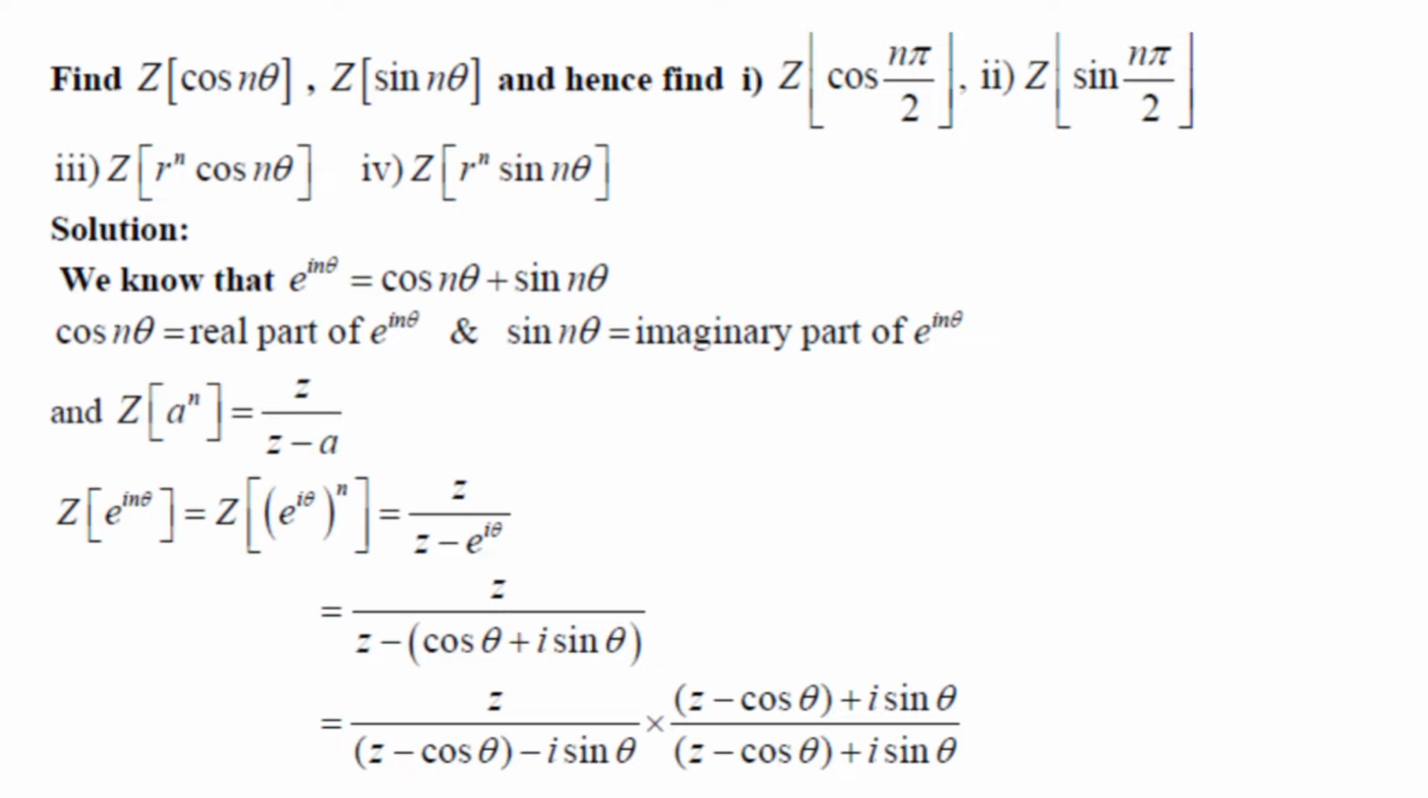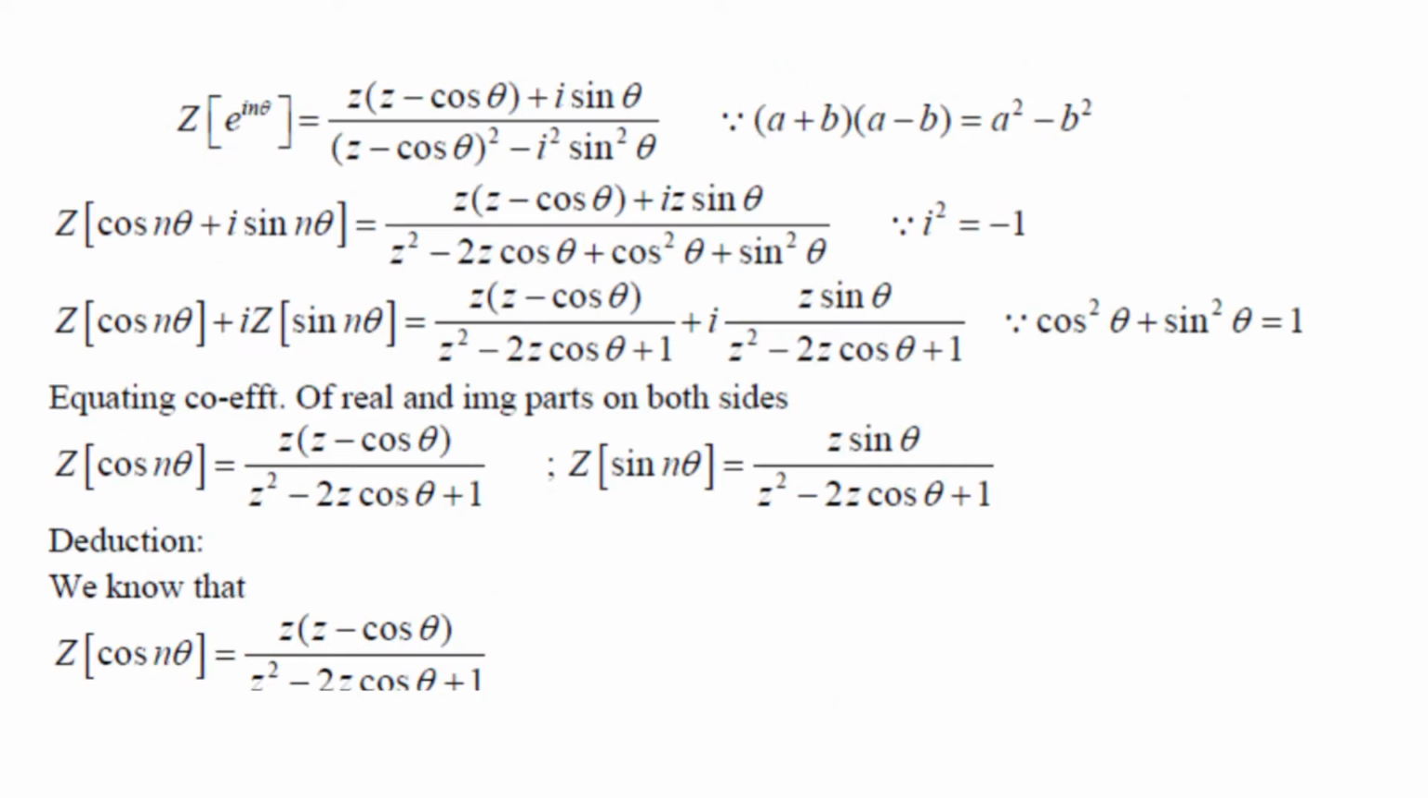and take the complex conjugate on both sides. So z by z minus cos theta minus i sin theta into z minus cos theta plus i sin theta by z minus cos theta plus i sin theta. So we get the form z into z minus cos theta plus i sin theta by z minus cos theta the whole square minus i square into sin square theta. I use the formula a plus b into a minus b is equal to a square minus b square.